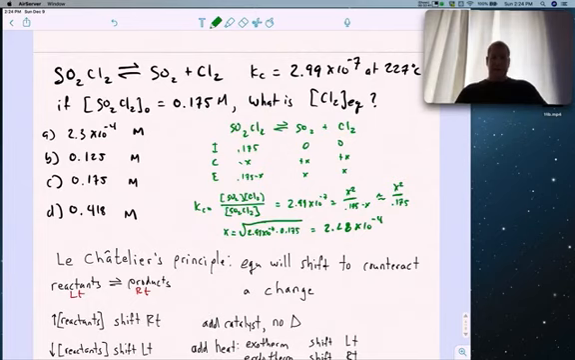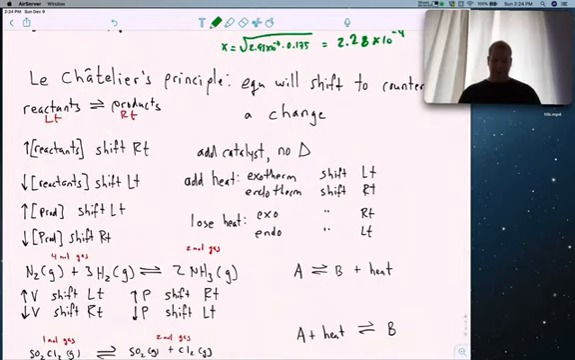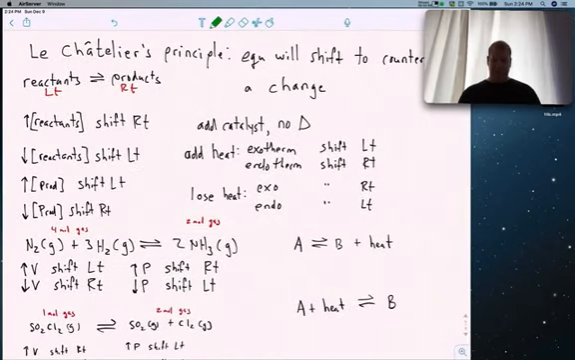Okay, so if you've worked on your own, hopefully you get something like this, where the answer is going to be 2.28 times 10 to the minus 4 for the extent of reaction, and that's going to be chlorine exactly. Okay, so next one is Le Chatelier's principle. Le Chatelier's principle says equilibrium will shift to counteract a change. So this is true for just about anything. This is not just chemistry. This is for all equilibrium.